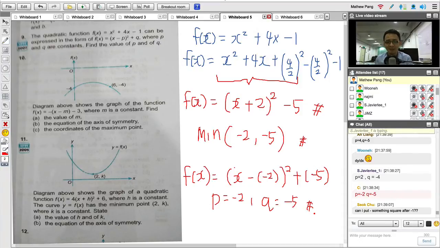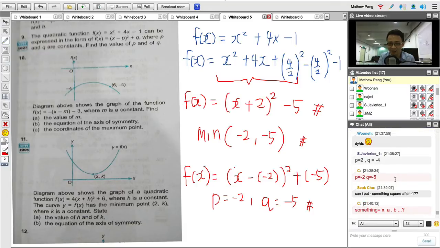What do you mean by negative something squared after negative 1? I don't know, you mean can you put a negative here or what? Yeah. But I think most of you actually got the answer. Just some students get negative 4, must be careful. Yeah, I am also a little bit confused.